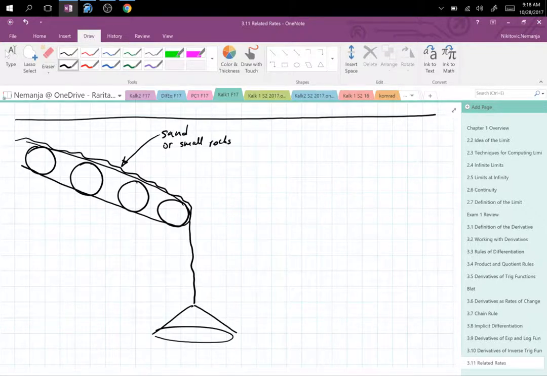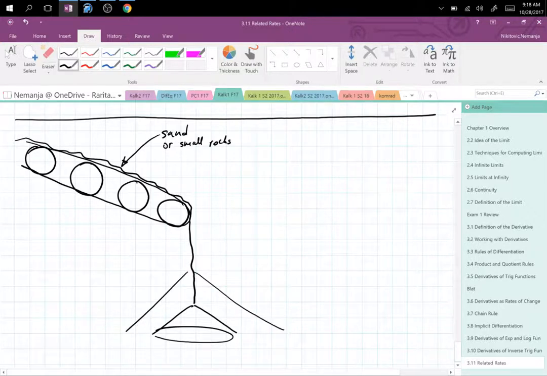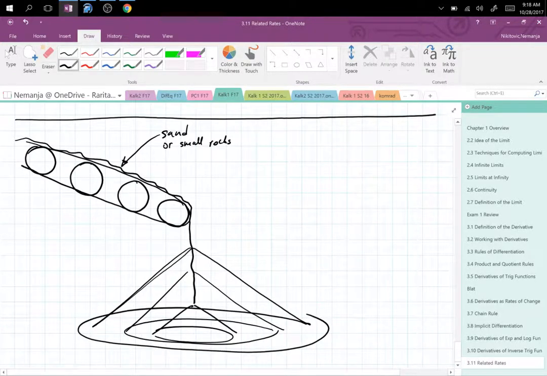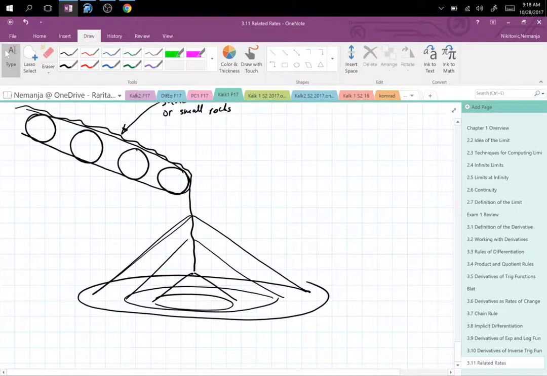What happens in time? The pile grows. But as you can see, as it grows in all directions, it becomes wider and taller. So when you're considering this type of growth, you have to consider the radius and the height.